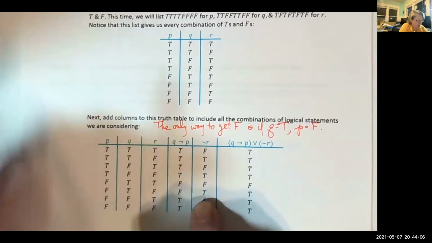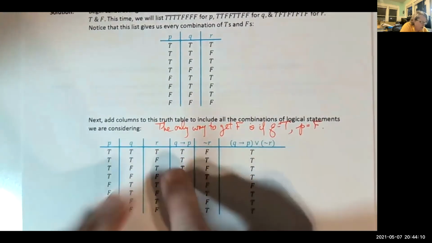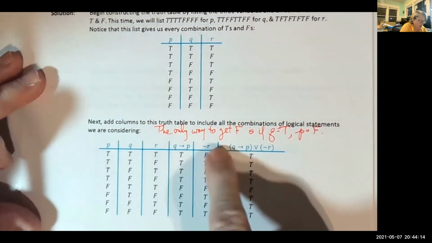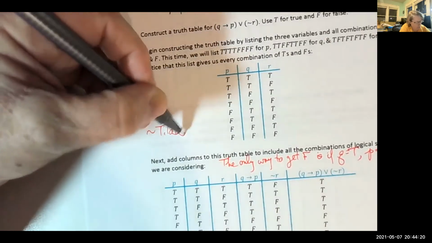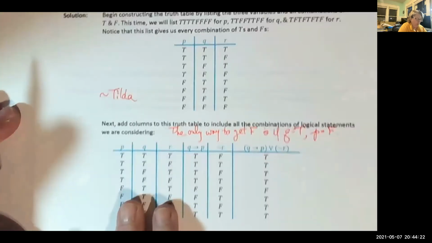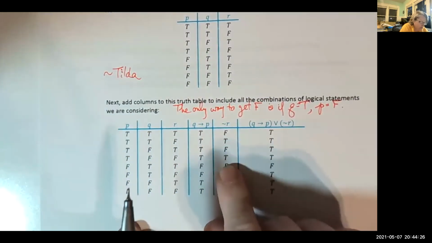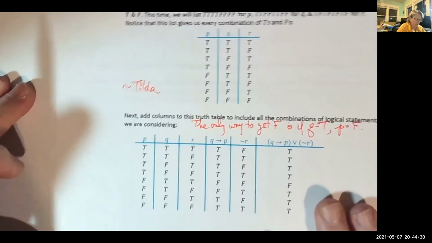Not R is going to be exactly the opposite of R. So R was true, false, true, false, true, false, true, false. Not R, or tilde R. This symbol is called tilde. Tilde R will be false, true, false, true, false, true, false, true. And now we have what we need.